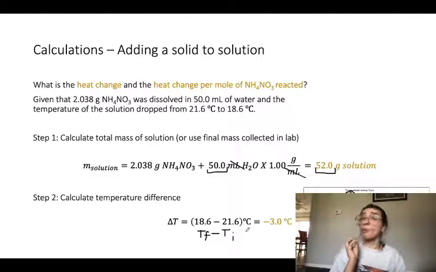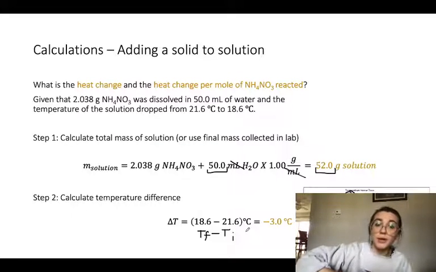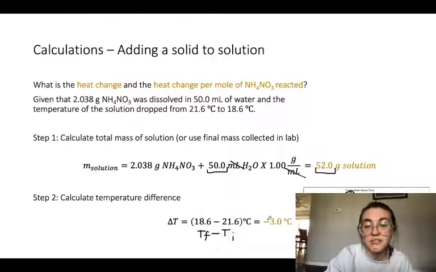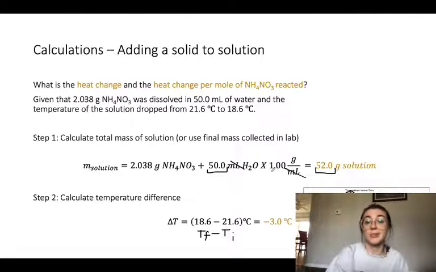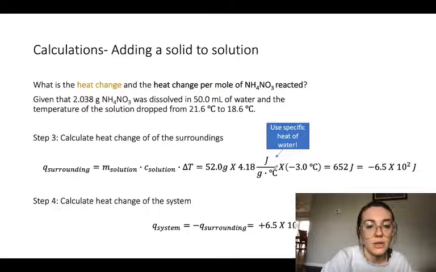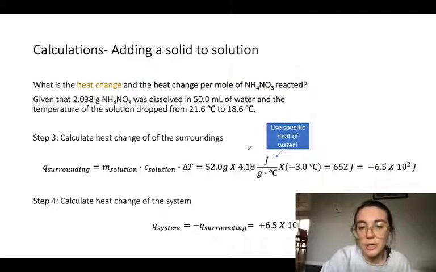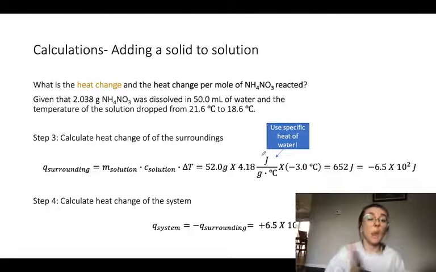This is, again, important because if you flip them around, then this sign would be different, and that means your overall sign will be different. So please, please, please take note. It is T final minus T initial. Once we find that change in heat, we're going to multiply it by the specific heat of water.